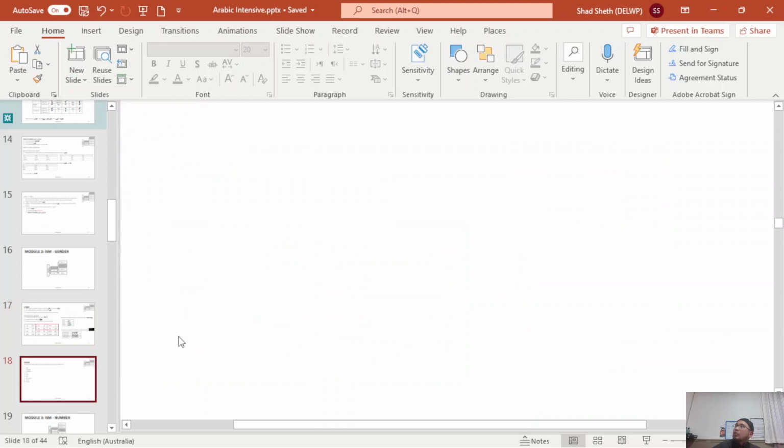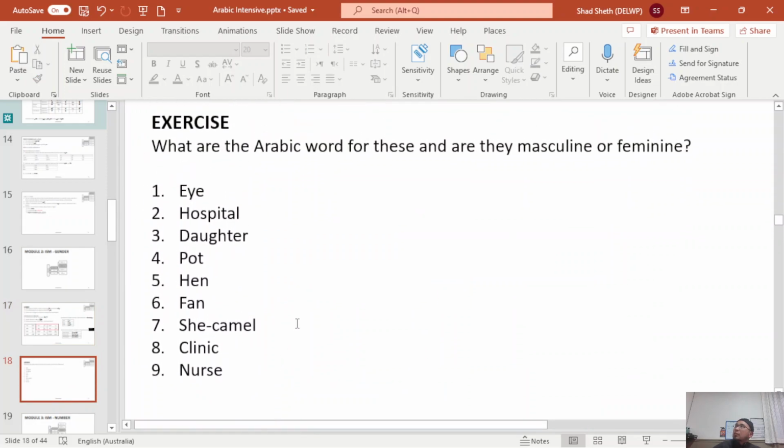Okay. Quick exercise. You guys tell me whether these words are masculine or feminine. Eye, feminine. Hospital, masculine. Daughter, pot, it's feminine. Hand, fan. Masculine? What is fan? Mirwaha. Definitely feminine. This one should get right.